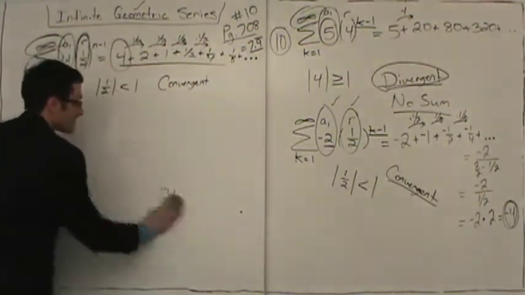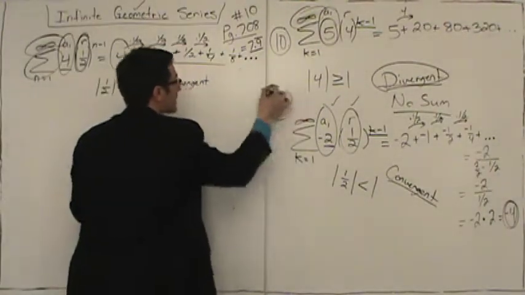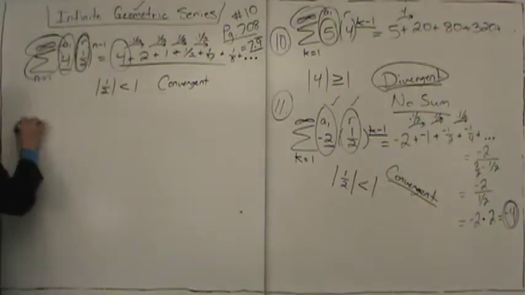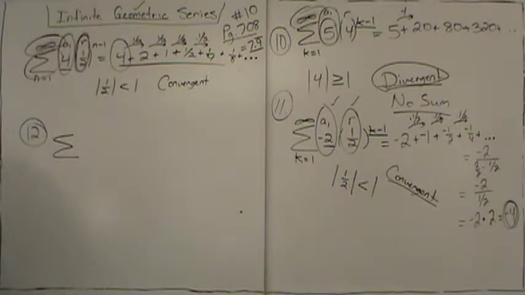Number 12 says sigma. This was number 11. Okay, number 12 says sigma k equals 1 to infinity.